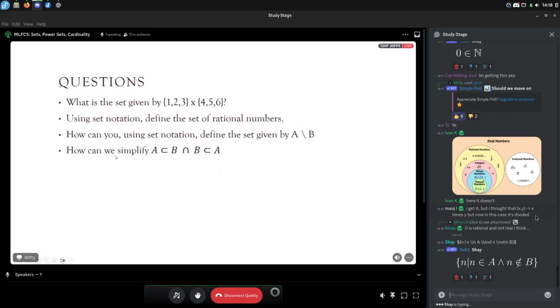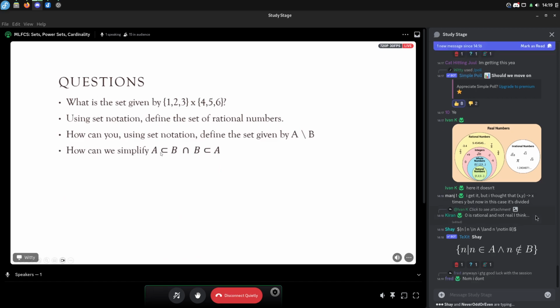Right. How can we simplify? So we have this expression here: A is a subset of B and B is a subset of A. How can we simplify this expression?